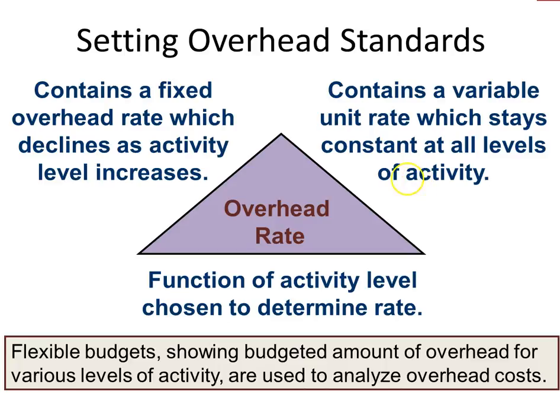So setting overhead standards, it does contain an overhead rate, a fixed rate, and it also contains a variable rate. And it is a function of activity level to some determined level. So you're going to have a variable component, and you're also going to have a fixed component. But it still comes down to you have to estimate your year-end overhead costs, and then you can estimate your total activity as a divisor. And you can change during the year as things do, as you should, to make it more accurate.